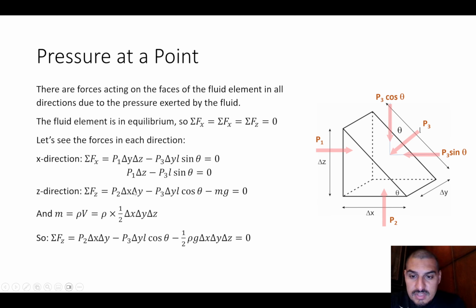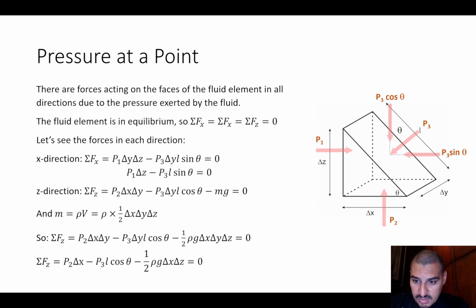Then we can put everything together. So it's P2 times delta x delta y minus P3 times delta y L cosine theta minus half rho delta x delta y delta z times g. Again, we can cancel delta y in the three terms, and the equation is, as you see here, P2 delta x minus P3 L cosine theta minus half rho g delta x delta z equals 0.